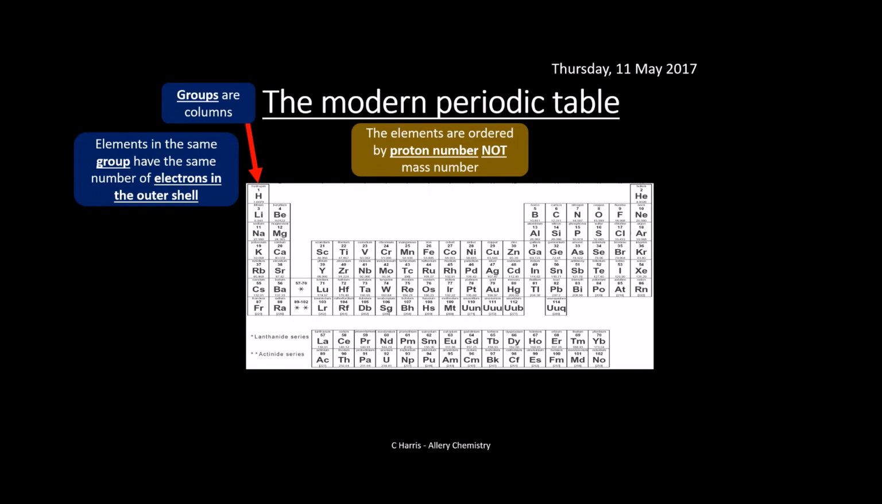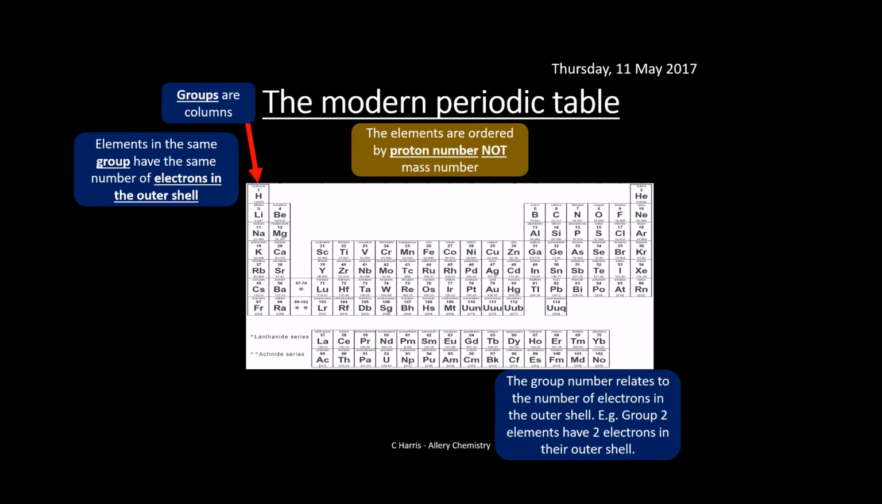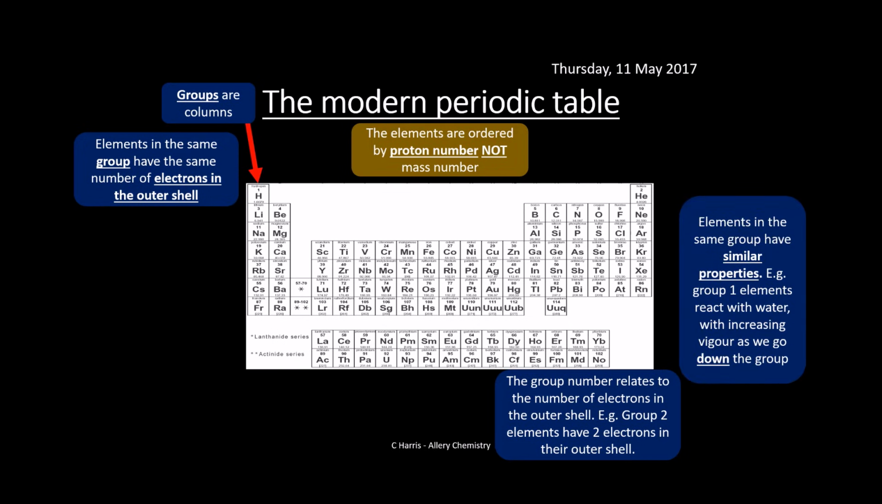The elements in the same group have the same number of electrons in the outer shell. So group 1s have 1 electron in the outer shell, for example. So the group number relates to the number of electrons, like I say. So group 2s have 2 electrons in the outer shell. The elements in the same group have similar properties. So, for example, group 1 elements react with water with increase in vigour as we go down the group. So there is this trend here.